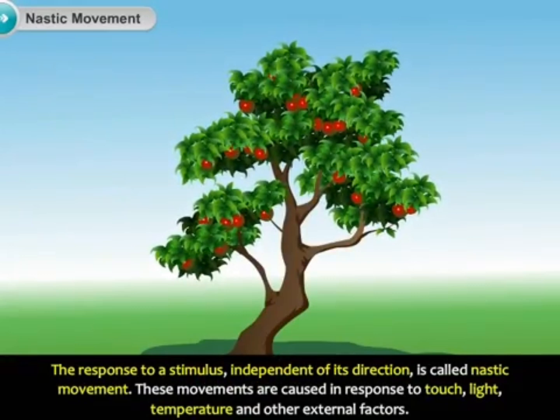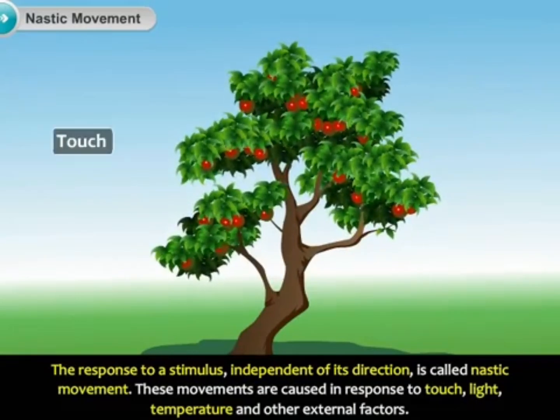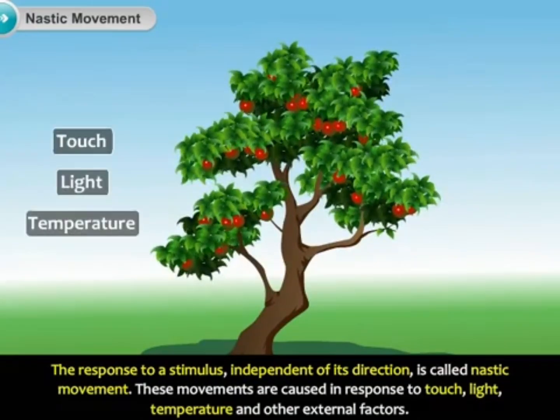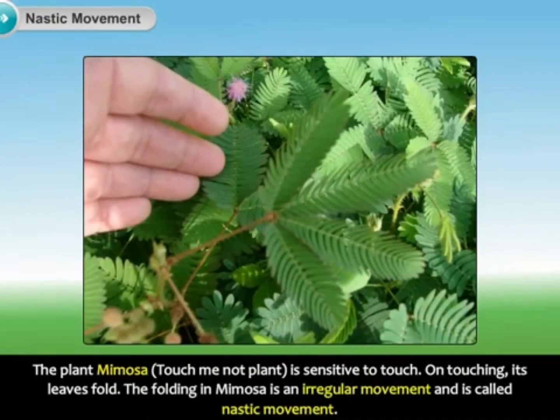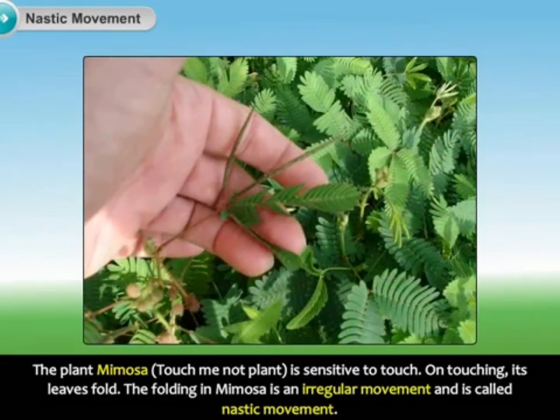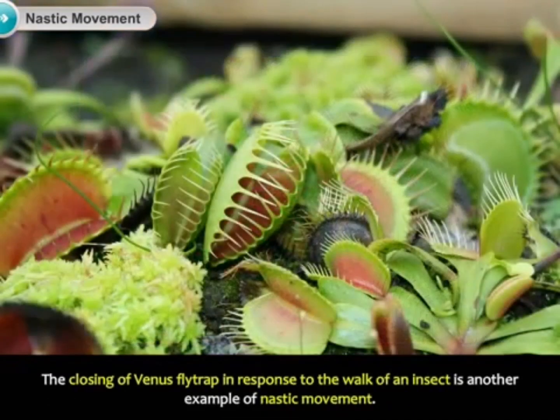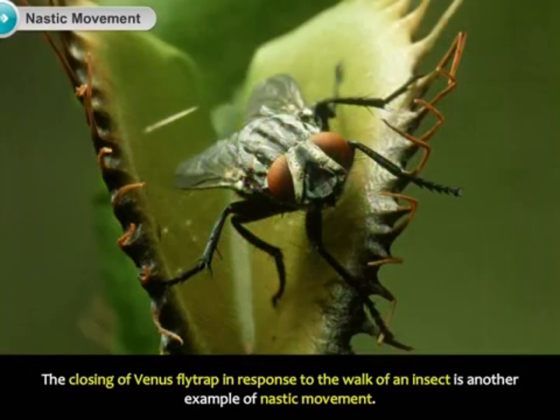The response to a stimulus, independent of its direction, is called nastic movement. These movements are caused in response to touch, light, temperature, and other external factors. The mimosa, touch-me-not, plant is sensitive to touch. On touching, its leaves fold. The folding in mimosa is an irregular movement and is called nastic movement. The closing of a Venus flytrap in response to the walk of an insect is another example of nastic movement.